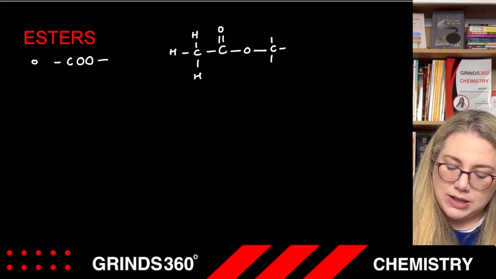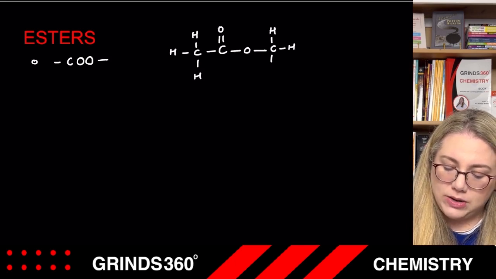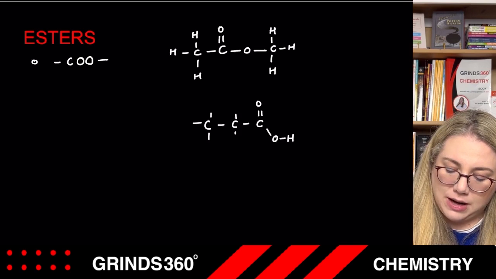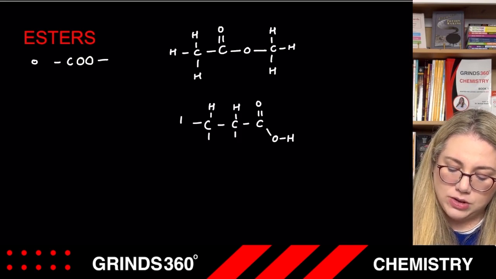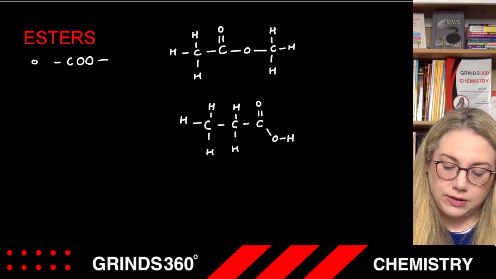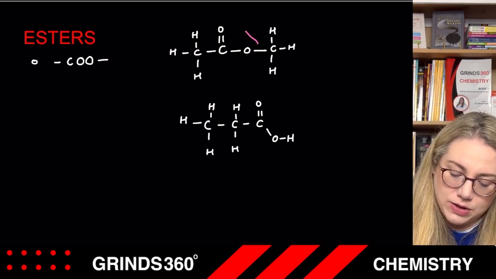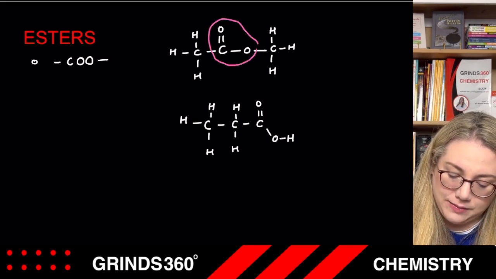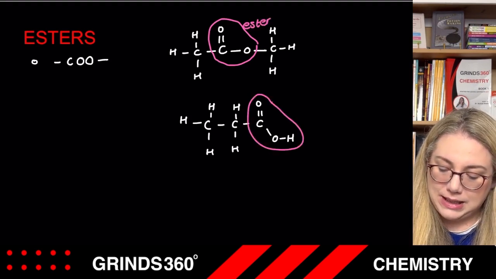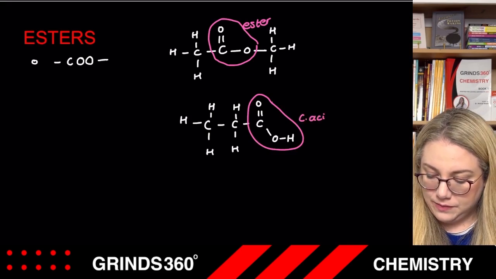Now that oxygen cannot be attached to a hydrogen. If this was a carboxylic acid, your carboxylic acid would look like this, where the oxygen, the single bonded oxygen, is bonded to a hydrogen. So they are 2 completely different functional groups. The ester functional group is this bit here, and the carboxylic acid functional group in the one on the bottom is this bit here.